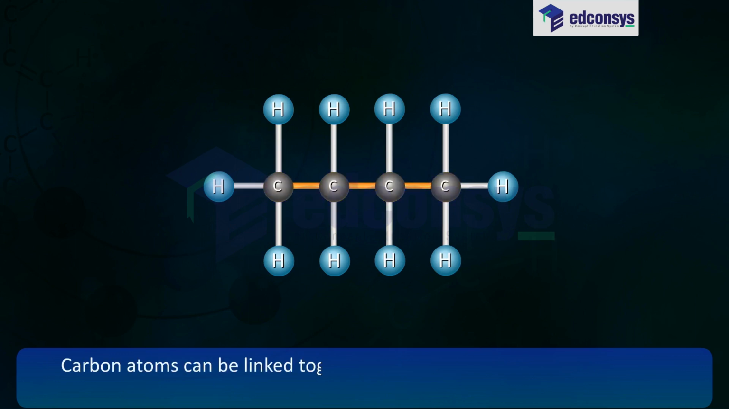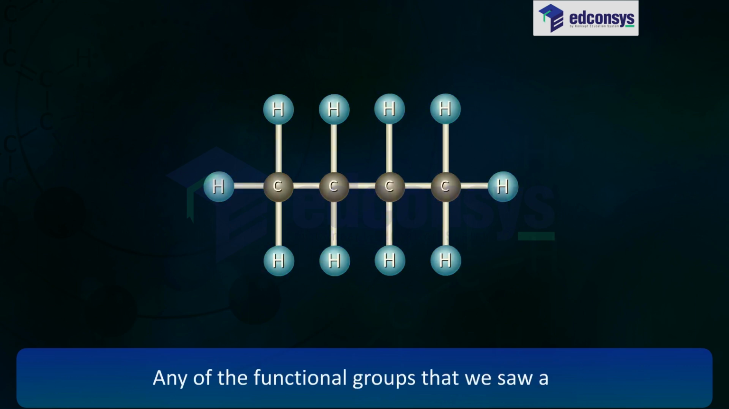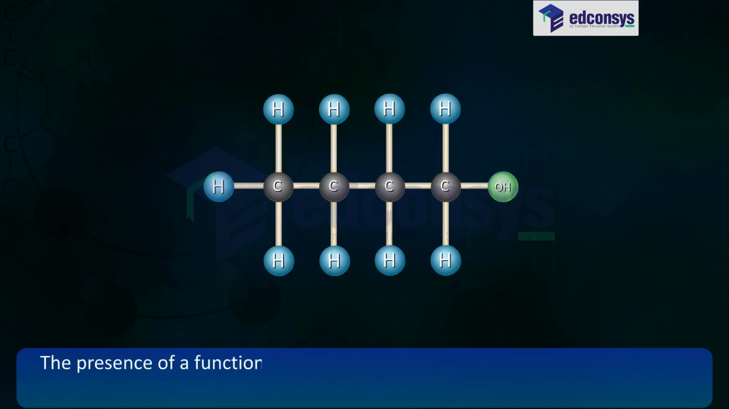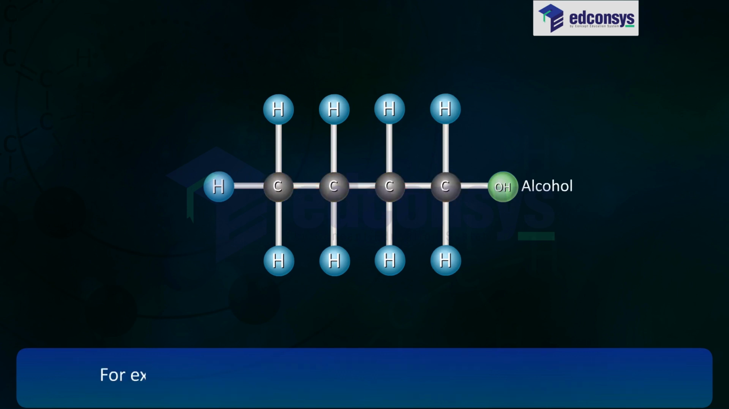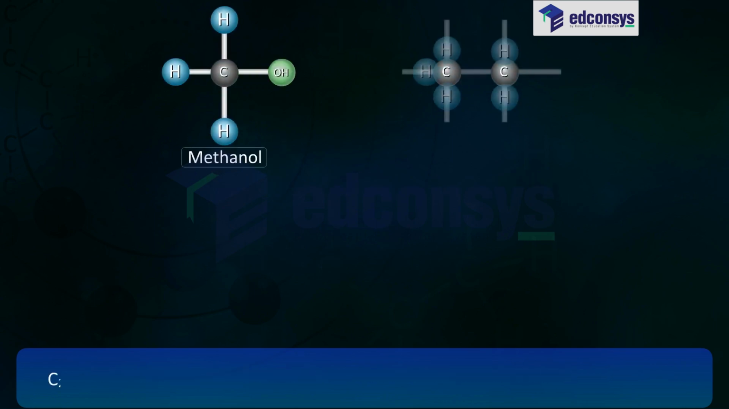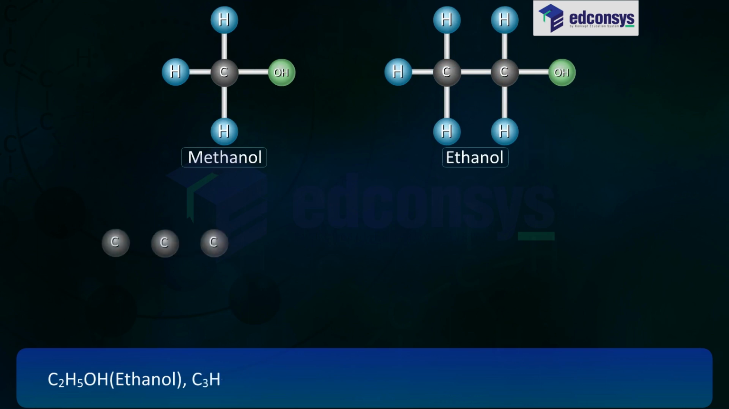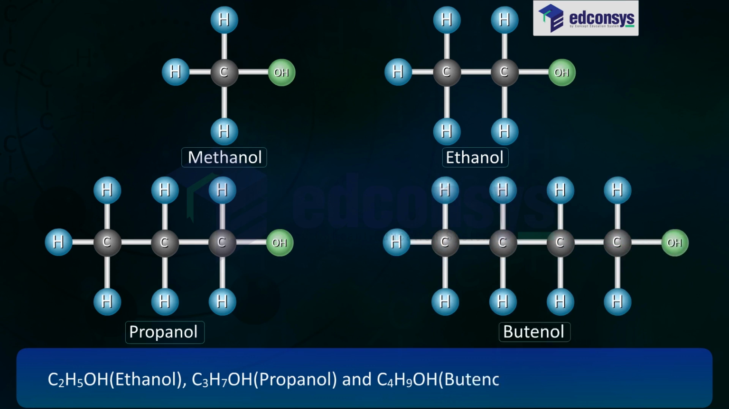Carbon atoms can be linked together to form chains of varying lengths. In addition, hydrogen atom or atoms on these carbon chains can be replaced by any of the functional groups that we saw above. The presence of a functional group such as alcohol dictates the properties of the carbon compound regardless of the length of the carbon chain. For example, the chemical properties of CH3OH methanol, C2H5OH ethanol, C3H7OH propanol and C4H9OH butanol are all very similar.